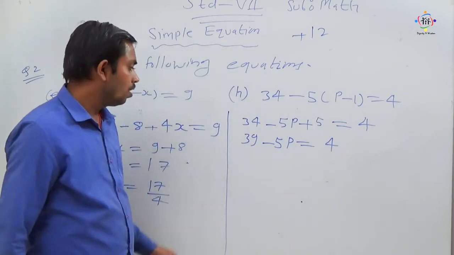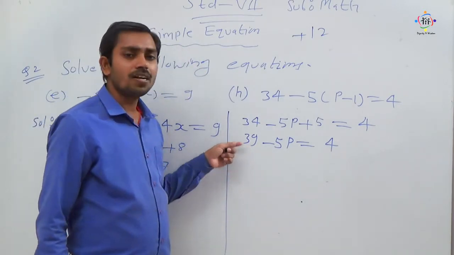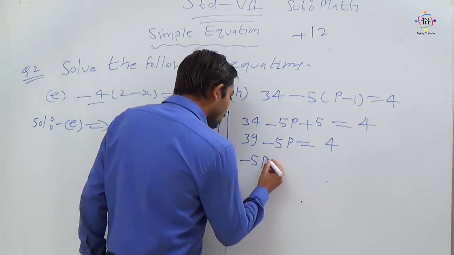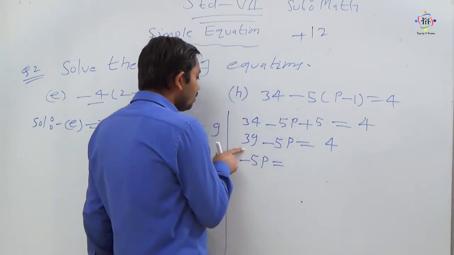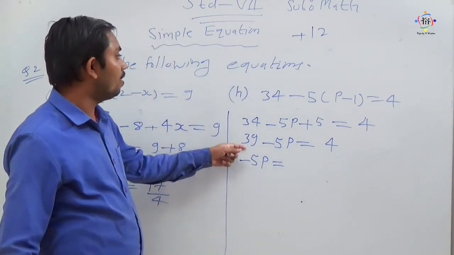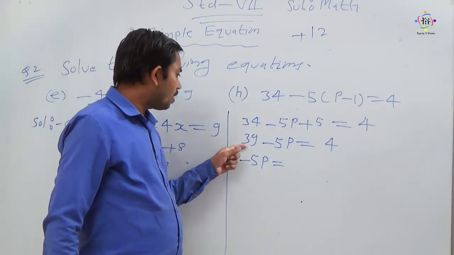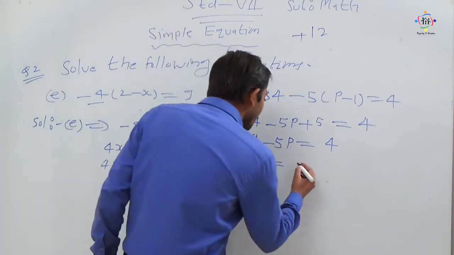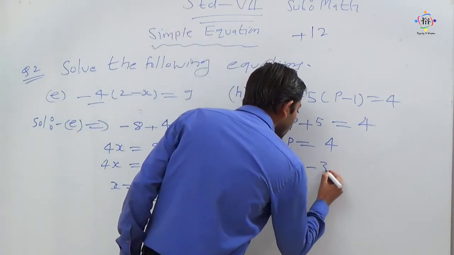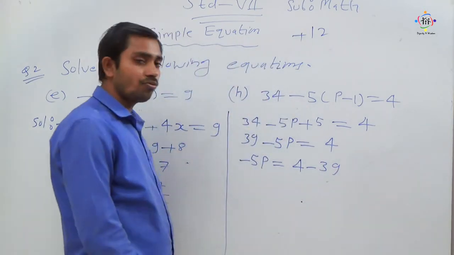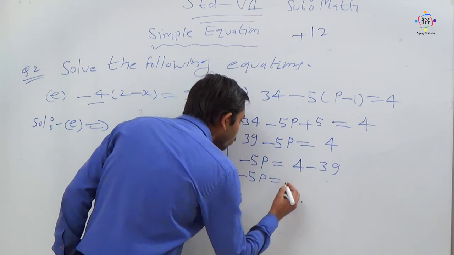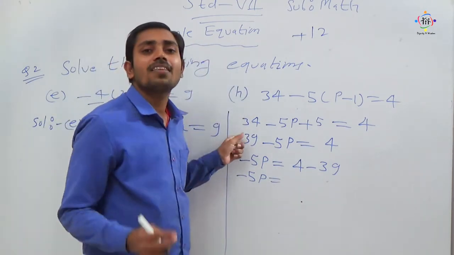Okay, my dear students. Now let us take this 39 to the right side. Already it is minus 5p. Leave it as it is. Now let us take this nothing sign here, it means it is a plus sign. Take this 39 to the right side, my dear students. So we are getting here 4 minus 39. Is it clear, my dear students? So for the minus 5p is equal to, see, here it was plus sign, nothing sign is plus.